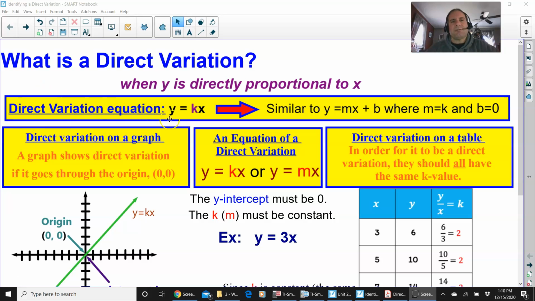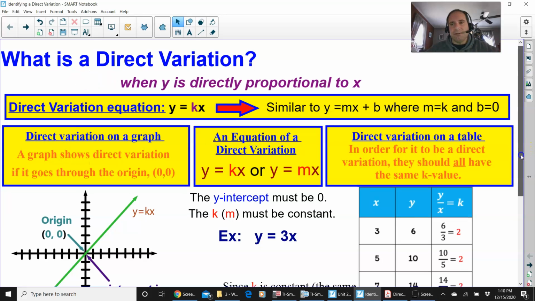The direct variation equation is y equals k times x, and k is just like the rate, the slope, right? So the k is the constant, similar to y equals mx plus b, where m equals the k and b has to be equal to 0. Just remember, a direct variation goes through the origin, goes through 0, 0, no matter if it's a graph, an equation, or a table of values. So let's look at the three different views.